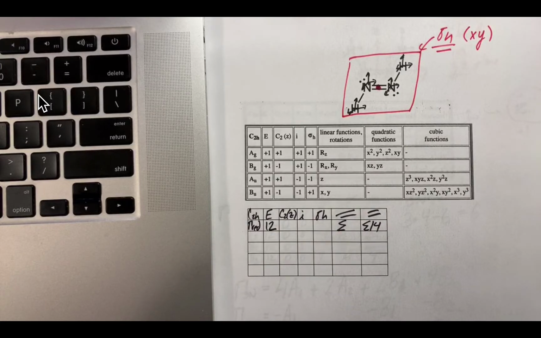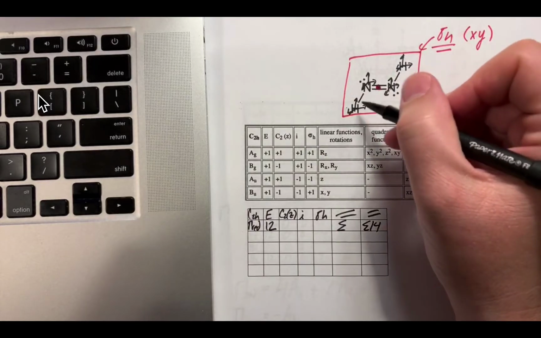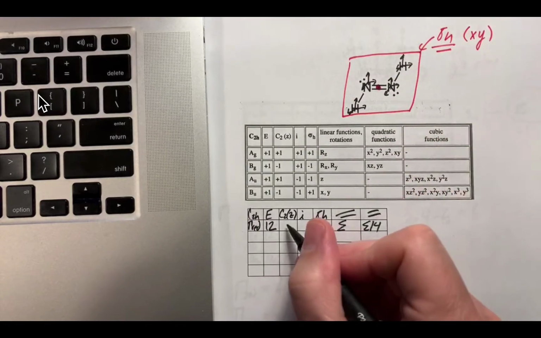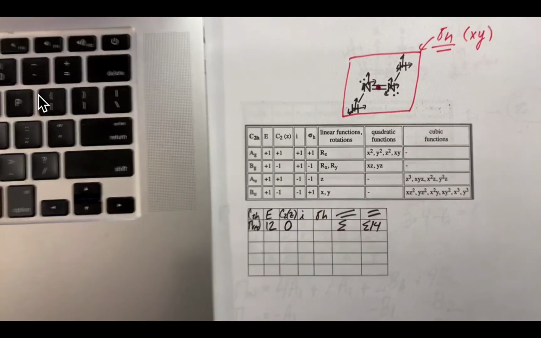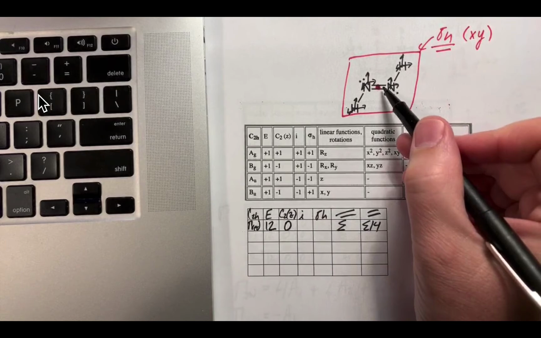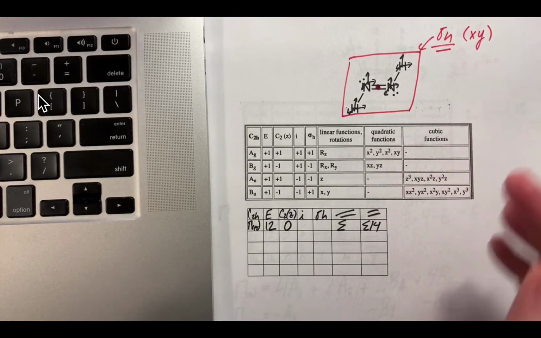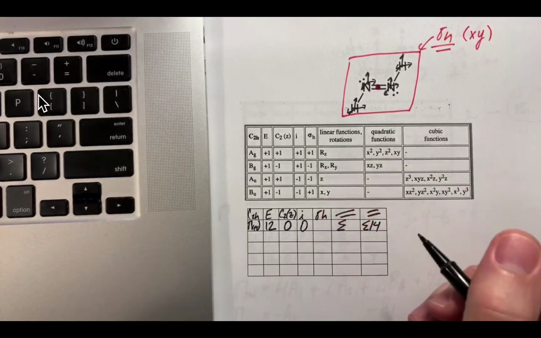C2 here goes through the middle. It doesn't touch any of the atoms, and so when I do a rotation around C2, all the atoms move, and therefore all the vectors move, and so it's 0. Inversion is going to be a similar thing. It's going to switch out the 2 nitrogens. It's going to switch out the 2 hydrogens. All the atoms move, so the character is 0.